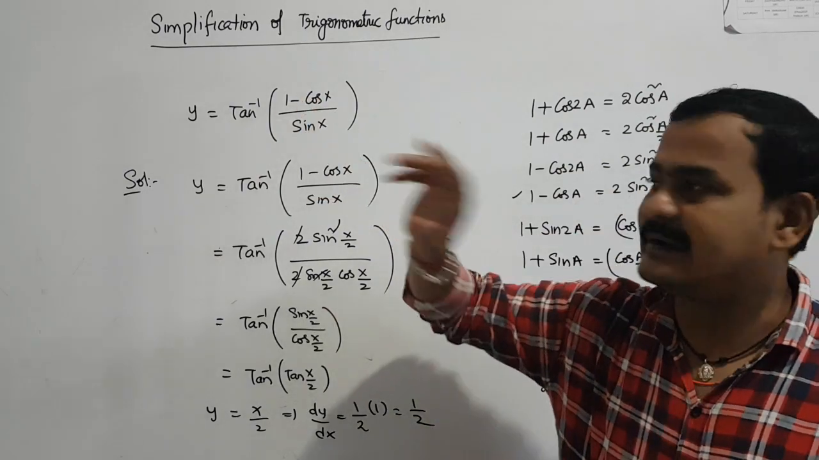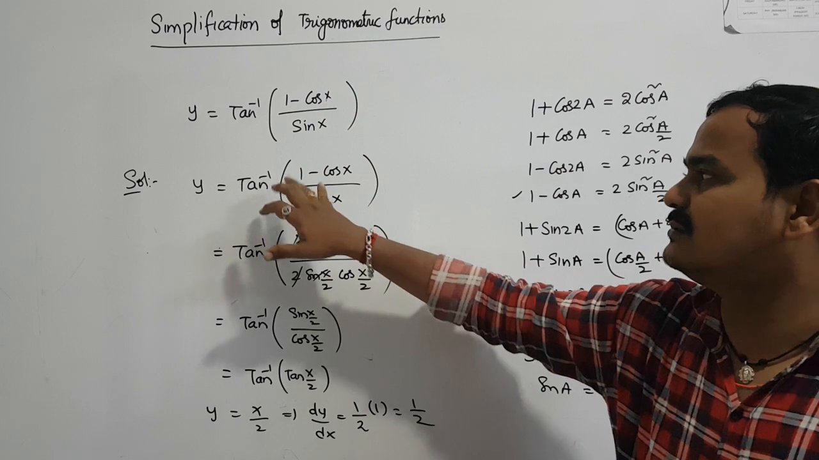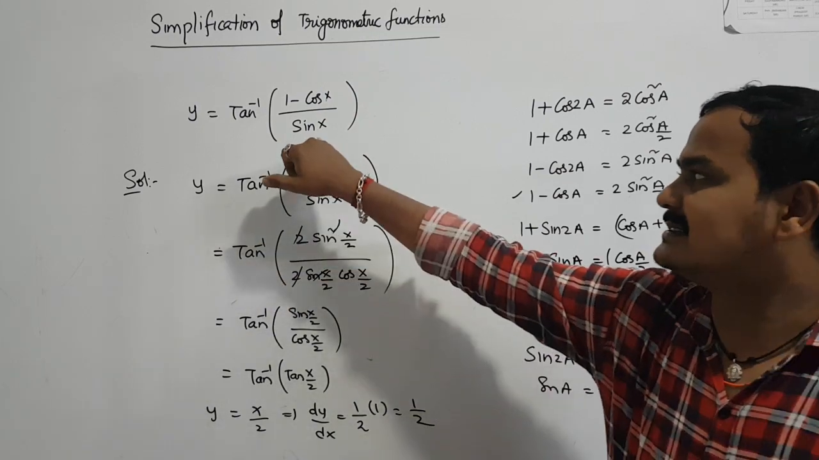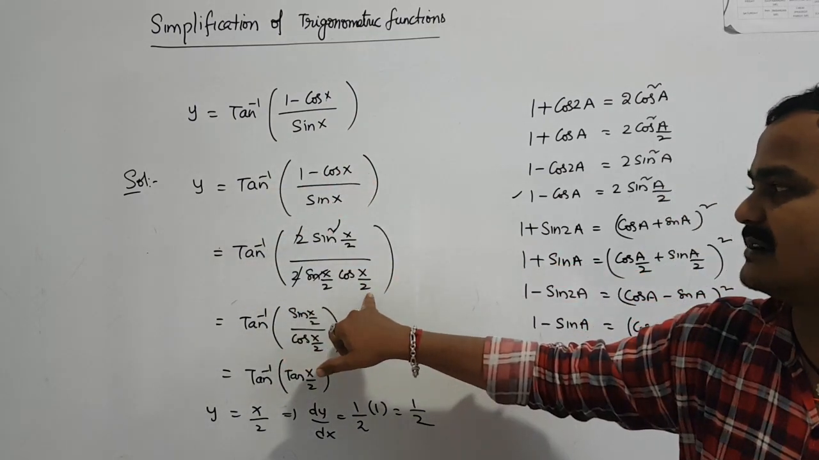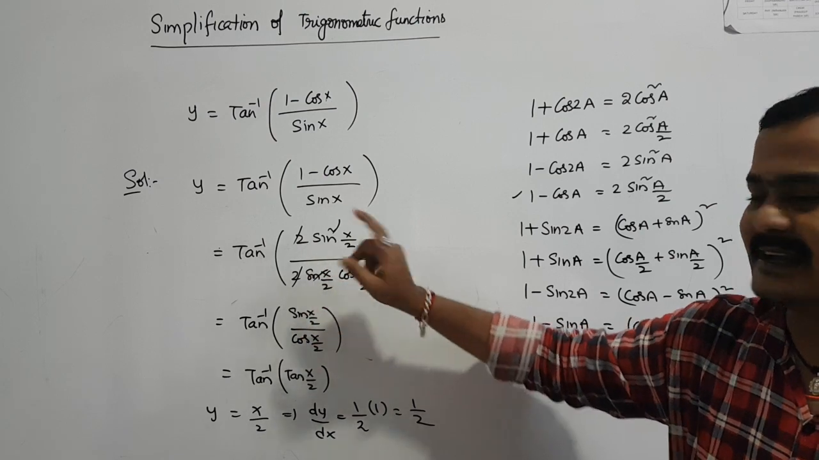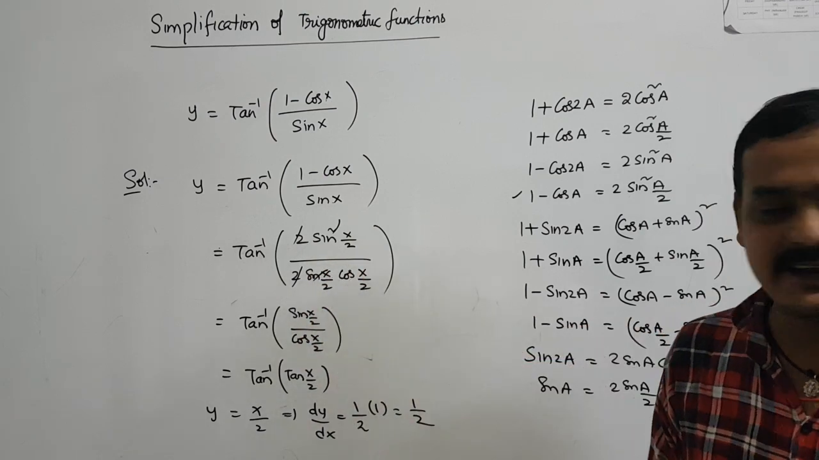What are the formulas I am applying here? 1 minus cos x is equal to 2 sin square x by 2, and sin x is equal to 2 sin x by 2 cos x by 2. The 2 cancels, and one sin x by 2 is cancelled. Again it becomes tan x by 2.